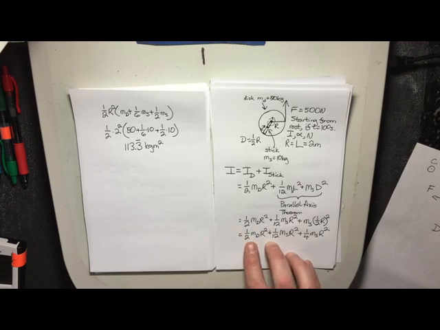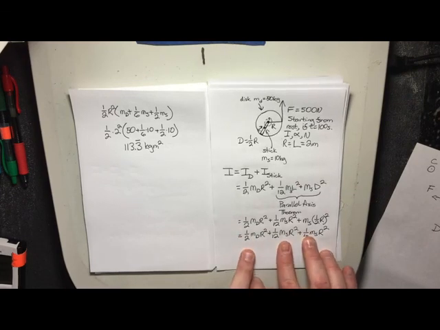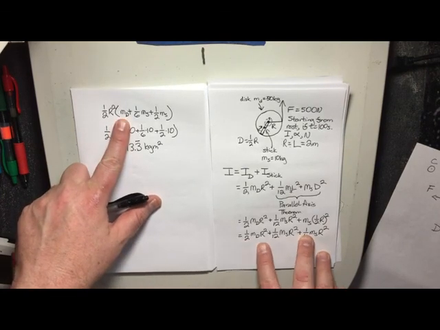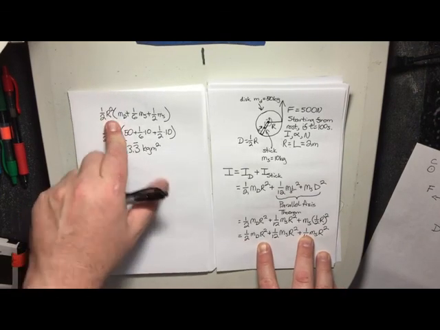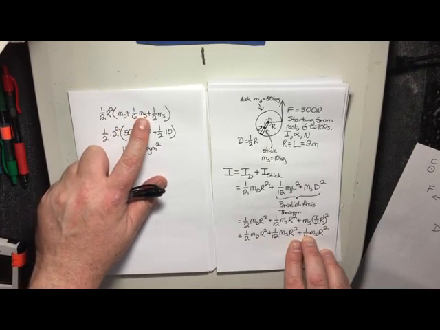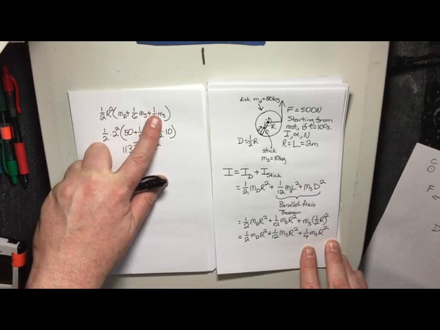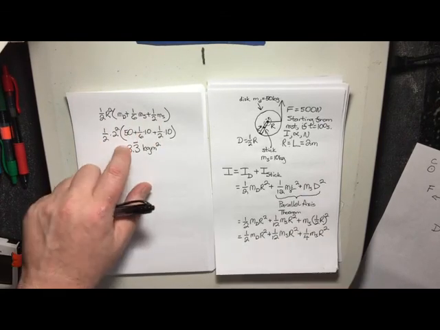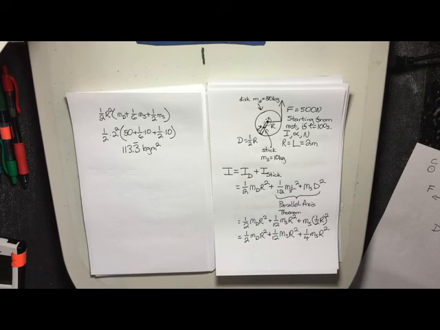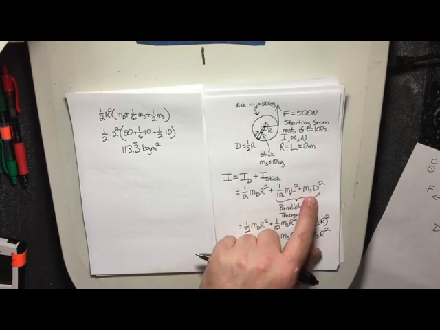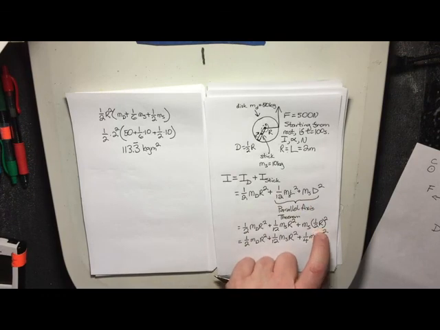I factored out a 1/2 from each of these. So 1/2 r squared times m_d is this. 1/2 r squared times 1/6 m_s is this. 1/2 times r squared times 1/2 m_s is this. So I simply factored it out. You don't have to do that part. This? d equals 1/2 r squared. Oh, this? Yes, okay.